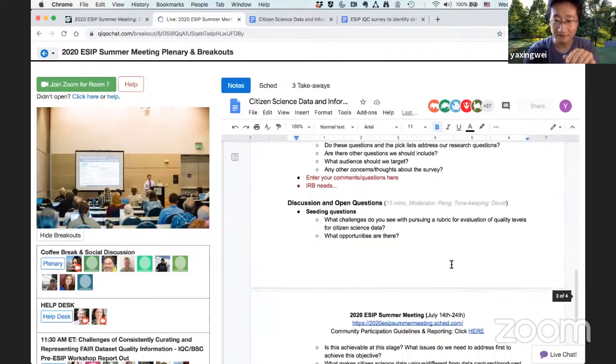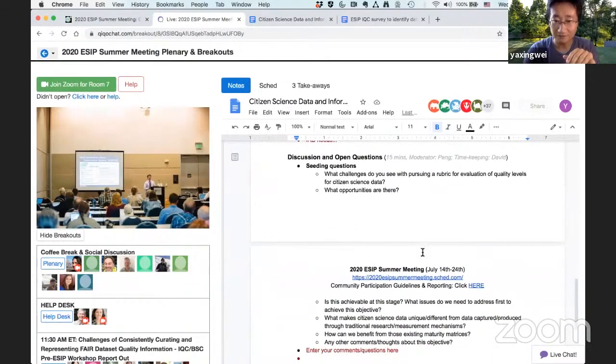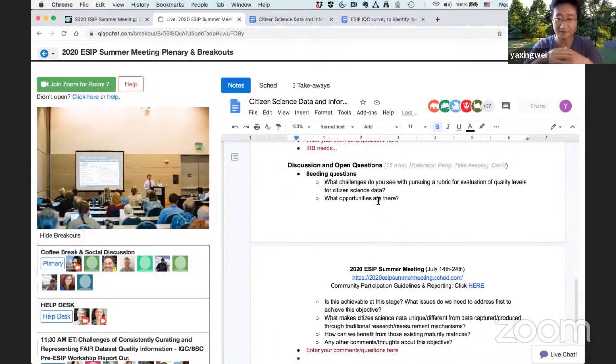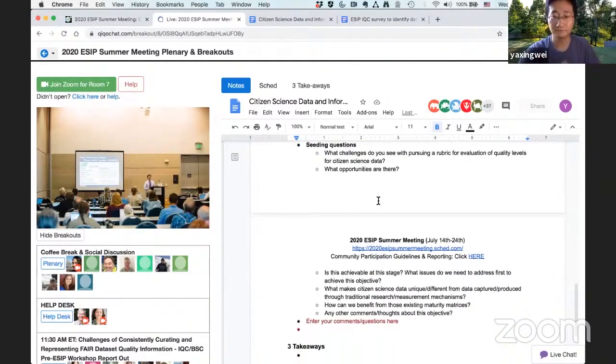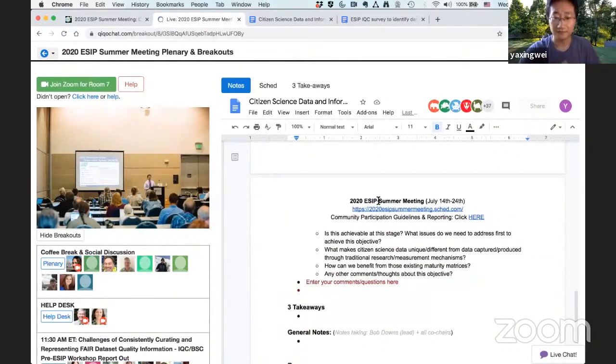And then another section I want to point you to is the discussion and open question section, which will be addressing your comments and questions for the remainder of this session. And again, there are some seeding questions here. Hope they will be useful. And eventually we're going to summarize and capture 3 takeaways.